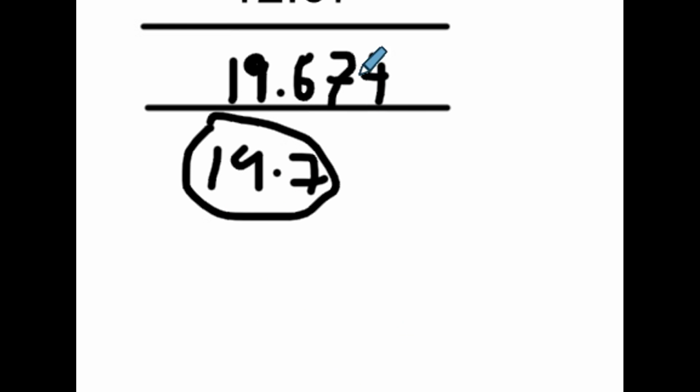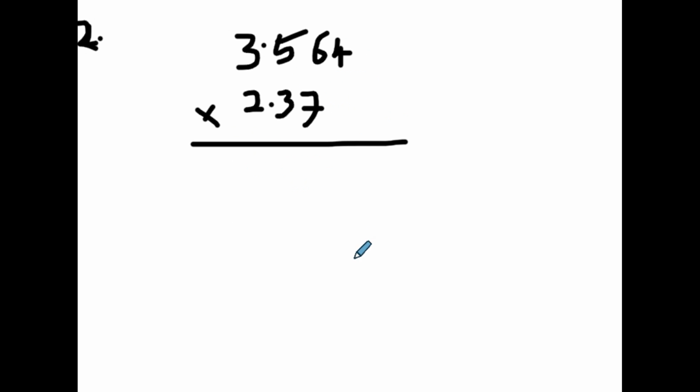Now we know that this number has been approximated to 19.7. We find that this 19.7 is not equal to 19.674. If we subtract this from this, we have almost 0. This and this are not equal, but this is approximated. The second example, we are asked to multiply this and this and leave our answer in 3 significant figures.